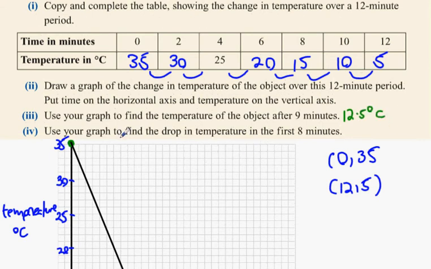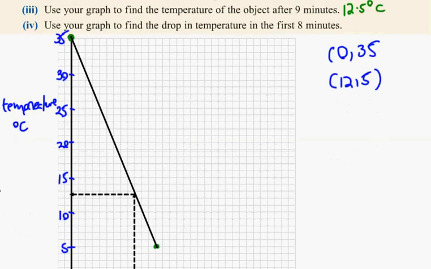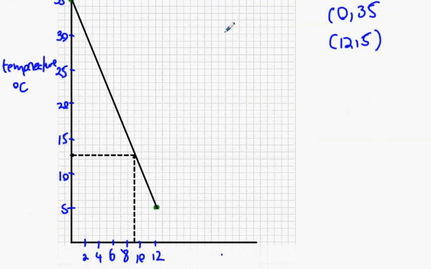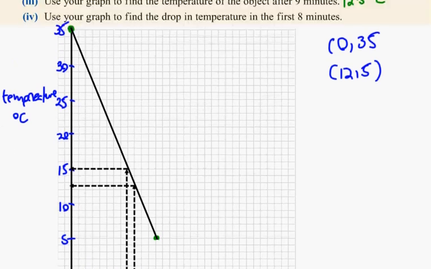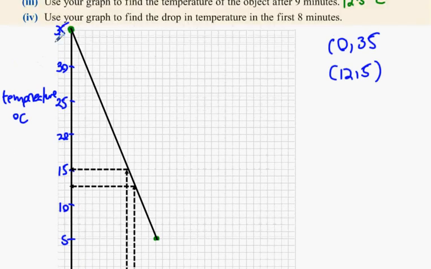Use your graph to find the drop in temperature for the first 8 minutes. The drop in temperature after 8 minutes. Okay, after 8 minutes, how high were you? 8 minutes is 15. Where did you start? You started at 35, you ended up on 15. So that'd be 35 minus 15 will give me a drop of 20 degrees. So we dropped 20 degrees in that time frame. Does that make sense? Okay.